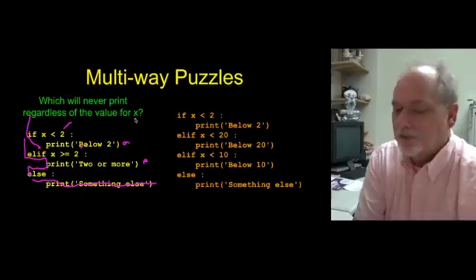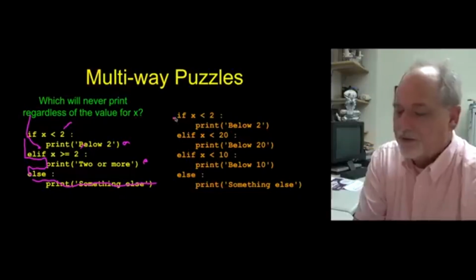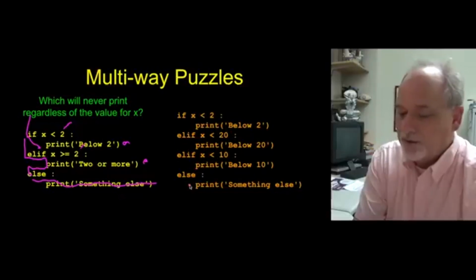This other one is a little different. If x is less than 2, we do this. If x is less than 20, we do that. If x is less than 10, we do that. And if none of those are true, we do that. Well, the problem here is between these two lines.